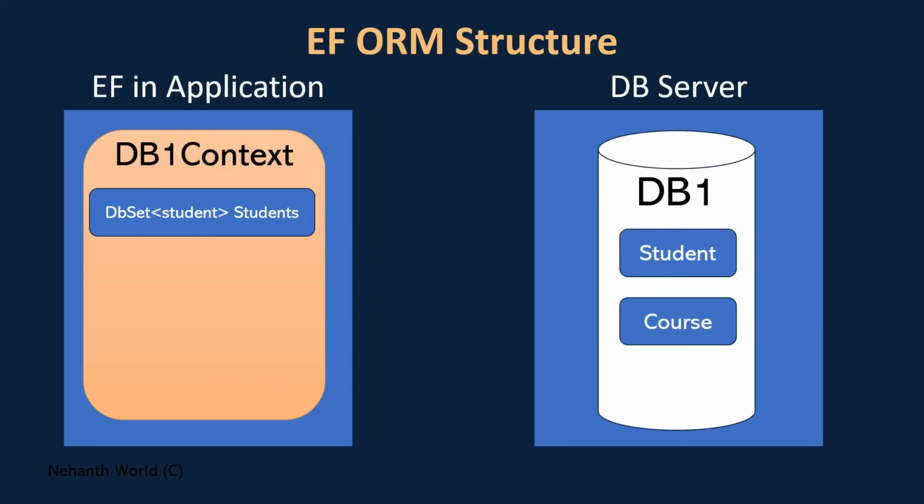And if your DB has another table called Courses, you need to add one more DbSet in your DbContext. You can see there is a Courses class created, and with the help of that Courses class we have created a DbSet. Okay, this is how we will create the classes in our C# application for Entity Framework. So now I have explained it from the database point of view.